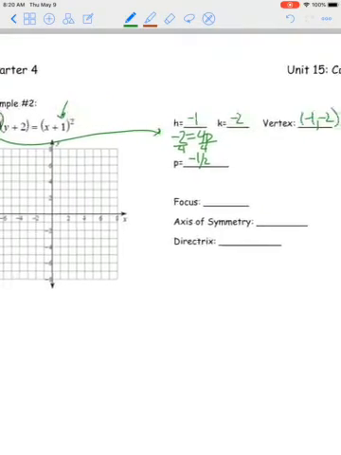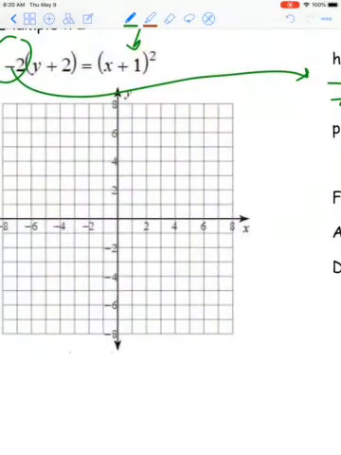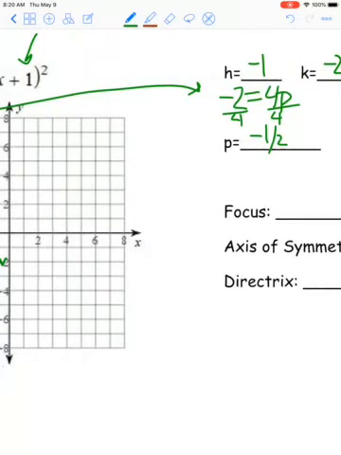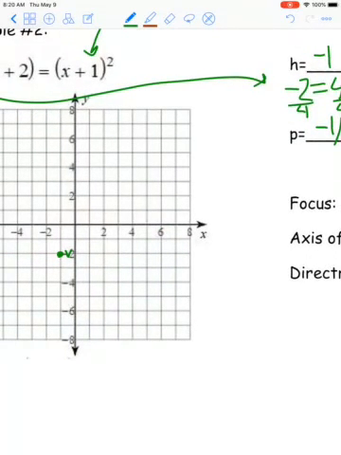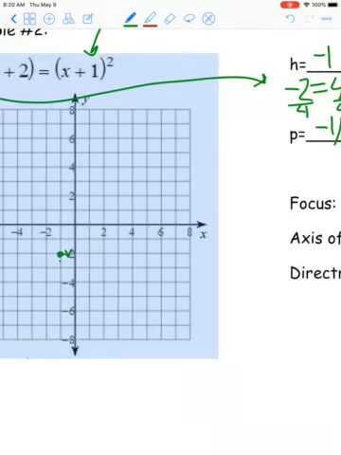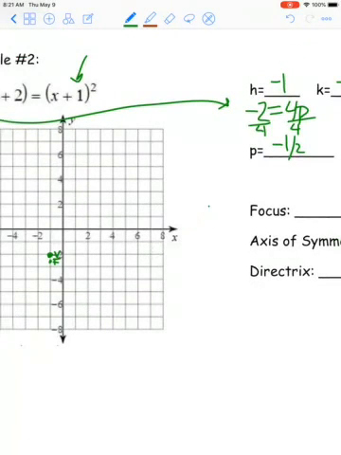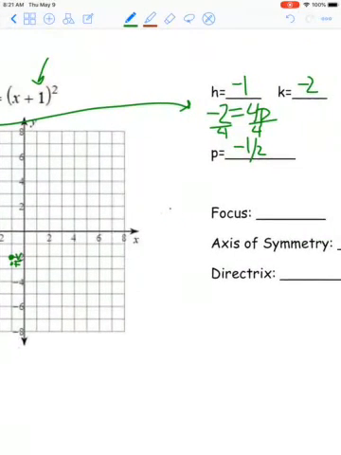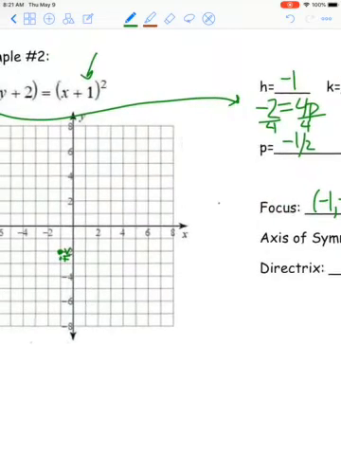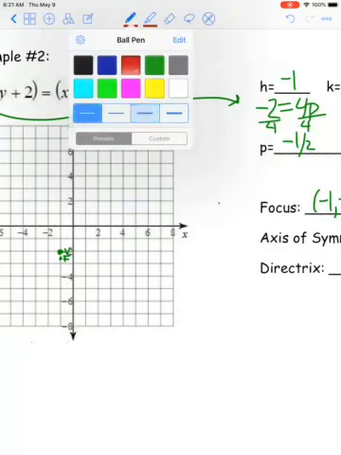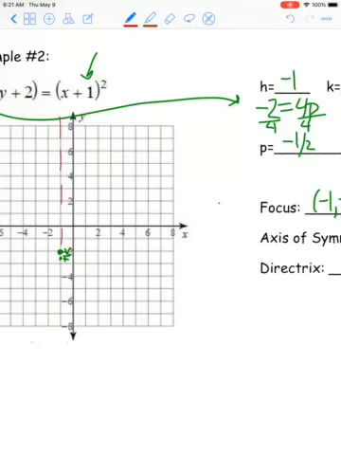So we actually get -1/2 as our p. So when I go to graph the vertex, -1, -2, it's right here. We put a little v. Our focus is negative, so it's actually going to go down 1/2. So right there, oops, that little point is our focus. So you have to be really neat with these assignments. And then that point, let's write that down, that's at -1 and -2.5, or -5/2. The axis of symmetry is just right through there.